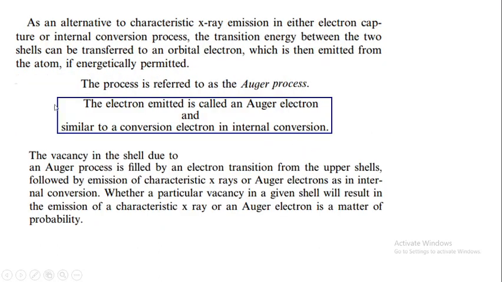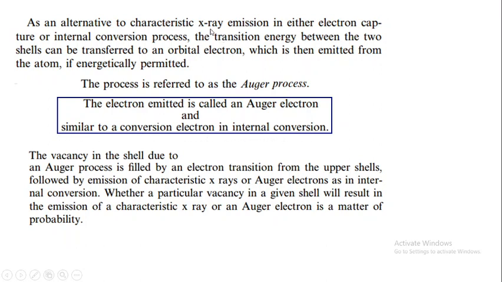Okay, dear students, coming to the conclusion again: as an alternate to characteristic X-ray emission in either electron capture or internal conversion processes, the transition energy between the two shells can be transferred to an orbital electron, which is then emitted from the atom if energetically permitted. This process is referred to as the Auger process. The electron emitted is called an Auger electron, similar to the conversion electron in internal conversion.